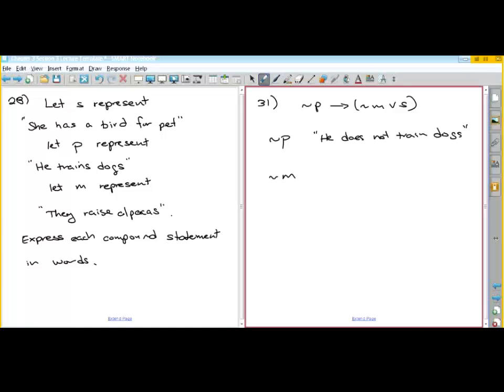And you have the negation of M, which was, M is they raise alpacas, and the negation is they do not raise alpacas. Has anybody ever raised alpacas?